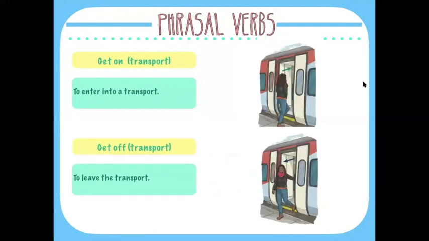So the next one, to get. To get is the same as to arrive or to obtain. But in this case, get on, there are some definitions of get on, but when you're talking about transport, get on is to enter into a transport. And the opposite is get off. Get off is to leave the transport. So first of all, we are going to describe the pictures, get on and get off. And when we finish describing them, we have to make a sentence with the specific phrasal verb. Irene Gomez, describe the first picture, please.